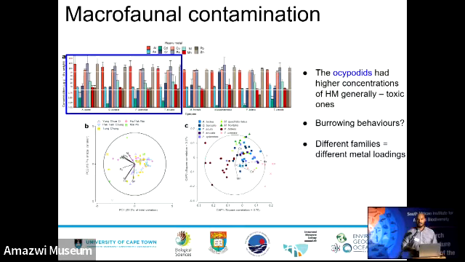But this doesn't explain why it's higher than the sesarmids who also build burrows. So, possibly another situation where there are competing hypotheses. Right? So different families had different heavy metal loadings. So it's not equal the way it's proliferating up these trophic levels.